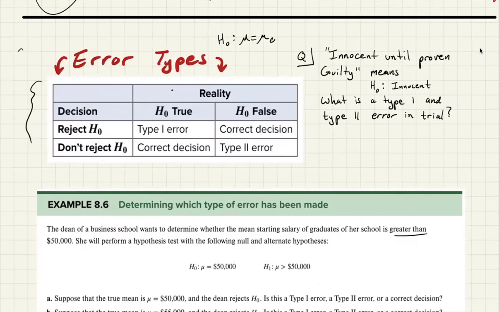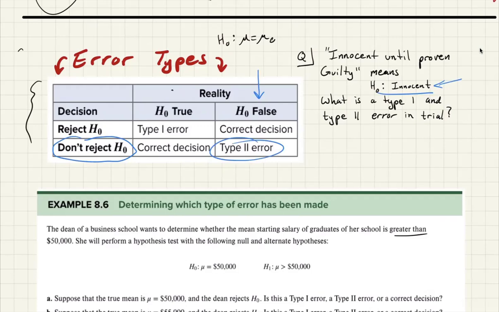But okay, how else can we think of type 1, type 2 error and all that stuff? Innocent until proven guilty means the null hypothesis is innocent. If you get away with a crime, that means you were not innocent. So you were guilty. H naught is false. But if you get away with the crime, that means the jury thinks you're innocent. So they do not reject the idea that you're innocent. You get away with the crime.